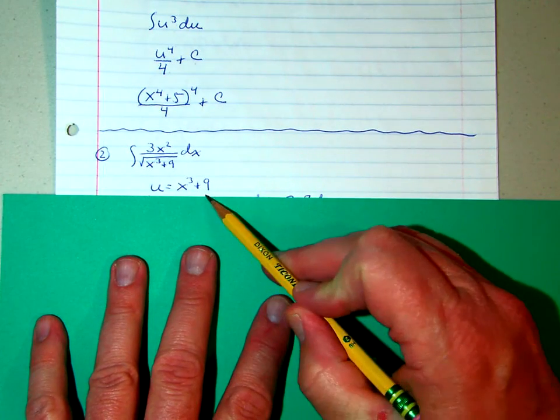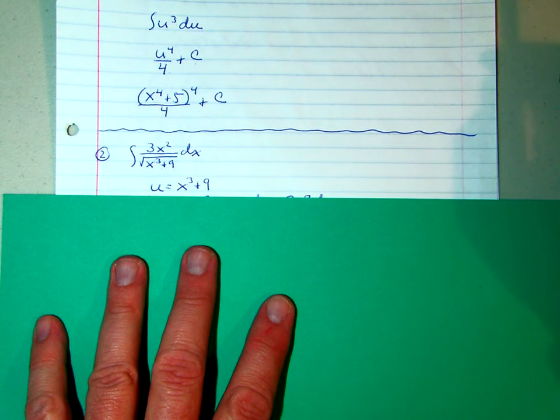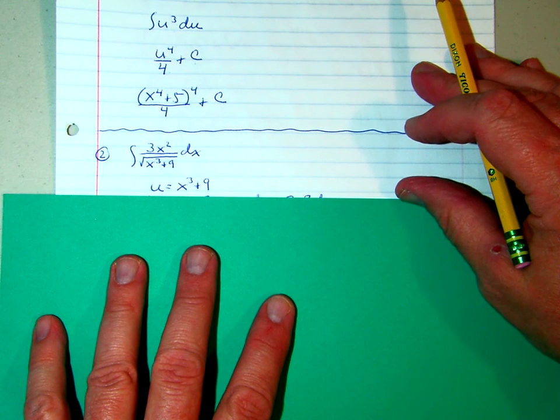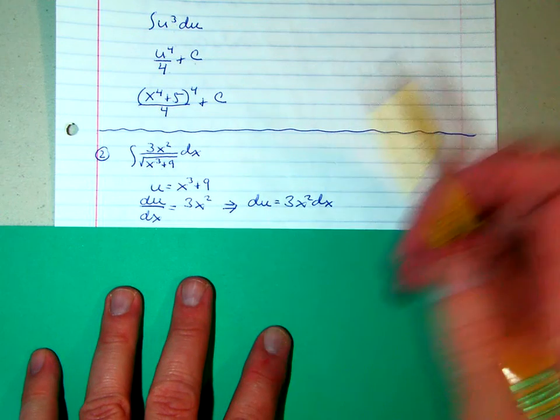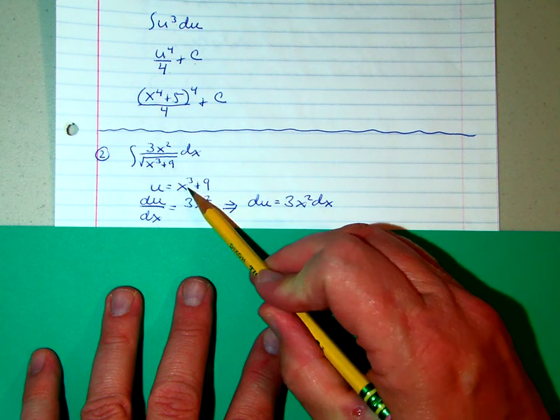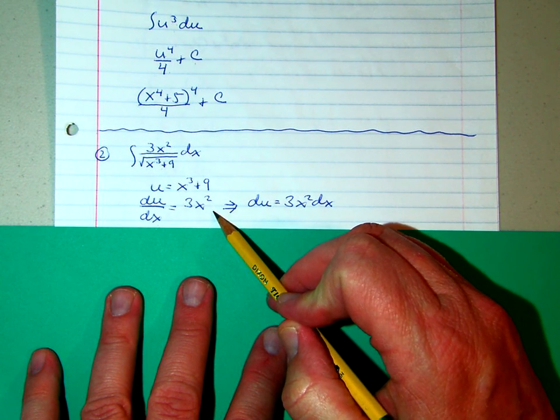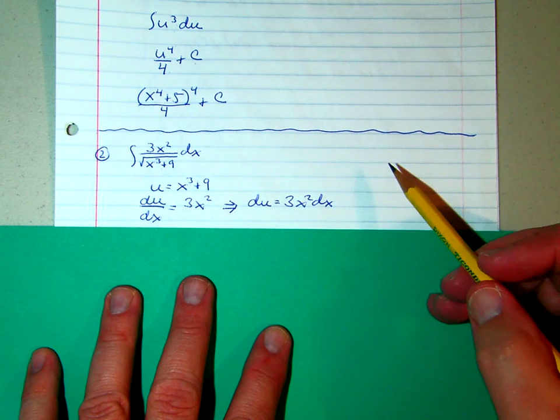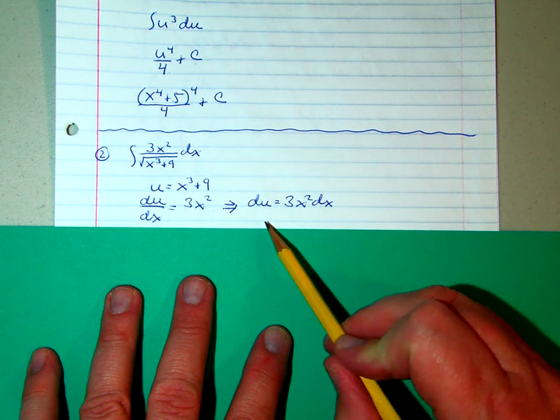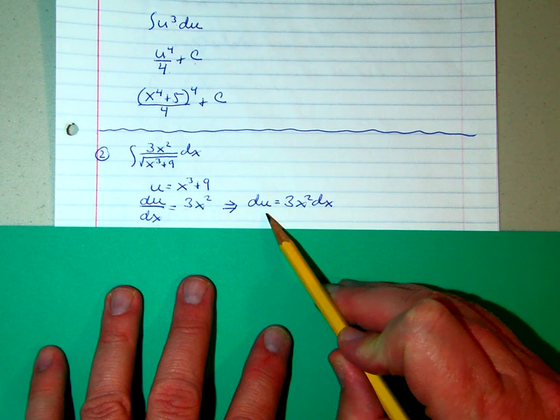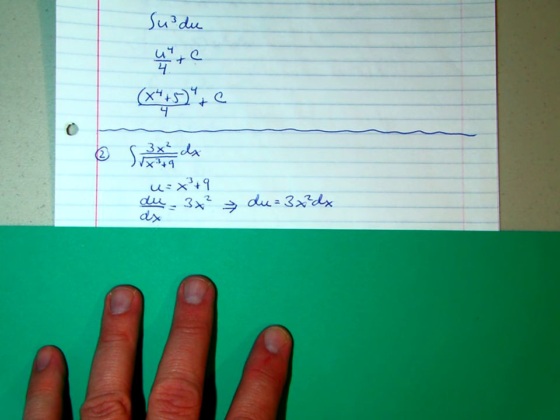So if I let my u be x to the third plus 9, which is that piece that's inside the radical on the bottom of the fraction, that makes my du dx equal to 3x squared. And for the purposes of what we're going to be doing for the next couple of weeks, we want to write that bringing the dx over to this side. du is equal to 3x squared dx.